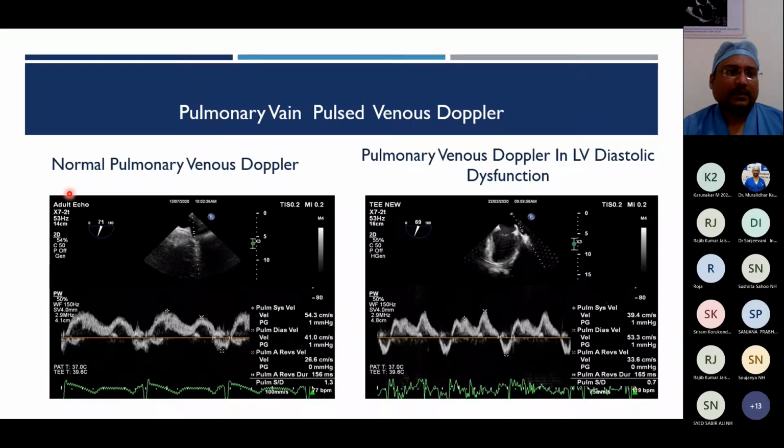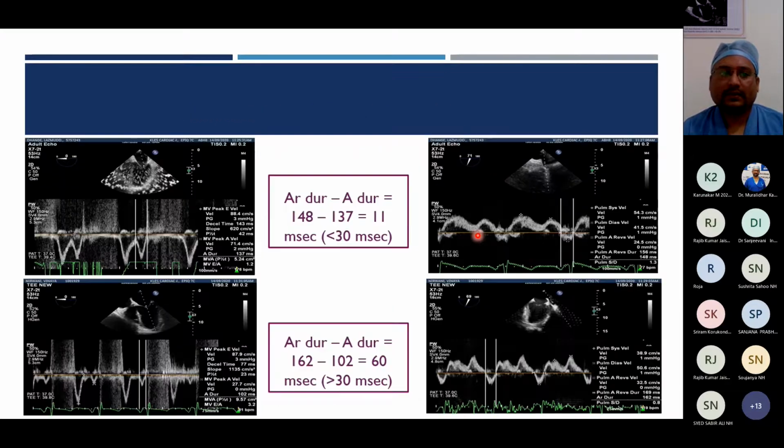What happens here? This is a patient with abnormal diastolic function. You can see here S wave is depressed, D wave is elevated, and AR velocity is increased, and AR duration also is increased. So this goes in favor of LV diastolic dysfunction. The pulmonary S by D ratio has been reduced to 0.7.